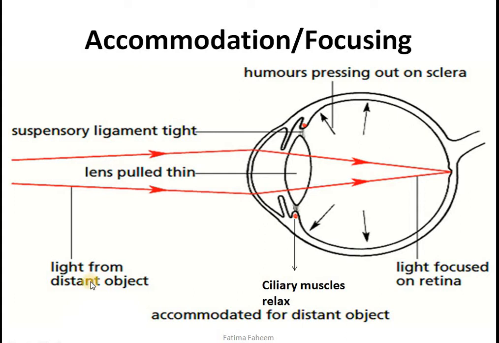Look at the diagram here. If you see that the object is at distance from the eye, the light rays which are coming to strike the cornea of your eye are coming parallel to each other. When they strike the cornea, they will be refracted or bended and would converge on the retina. But what is happening here is that ciliary muscles which are present here in the ciliary body are relaxing.